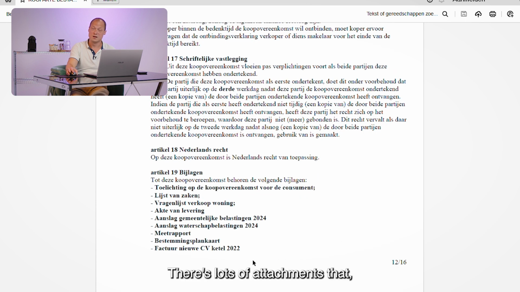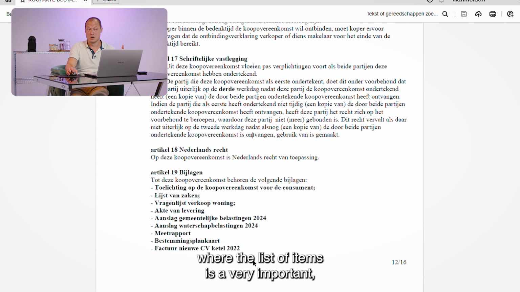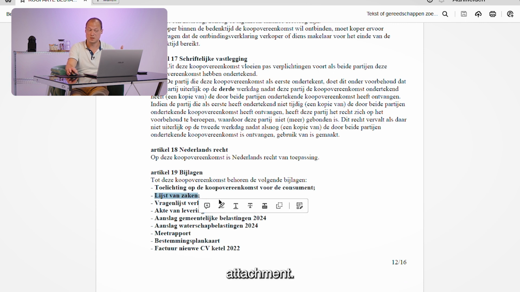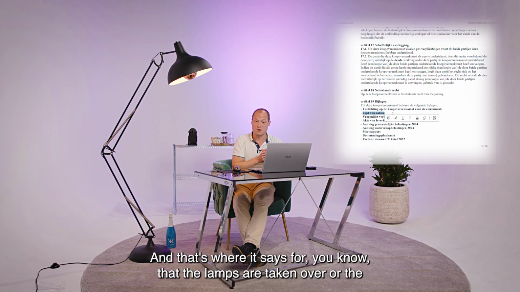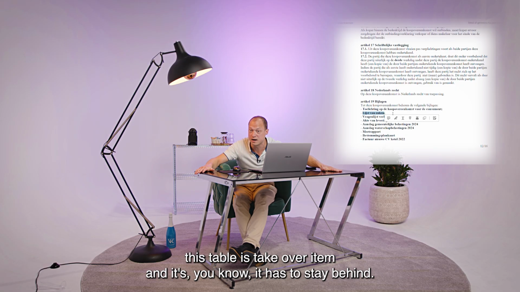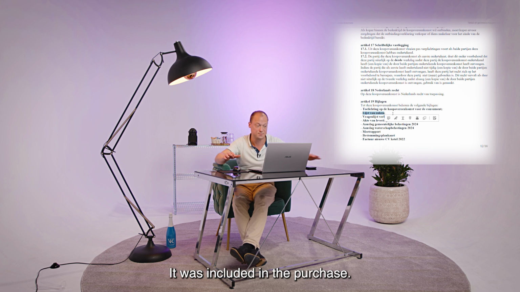Article 19, there are lots of attachments that belong to this purchase, where the list of items is a very important attachment. That's where it says the lamps are taken over, or this table was a takeover item, and it has to stay behind. It was included in the purchase.